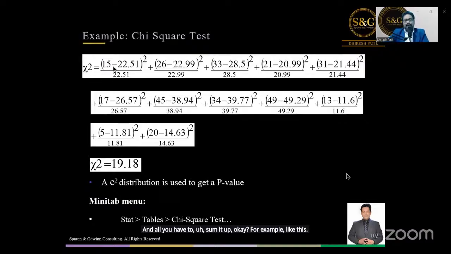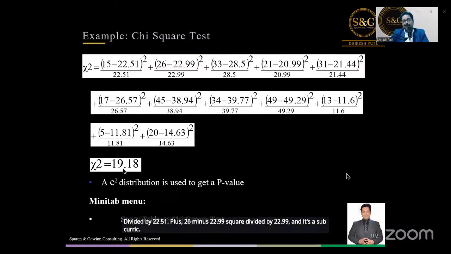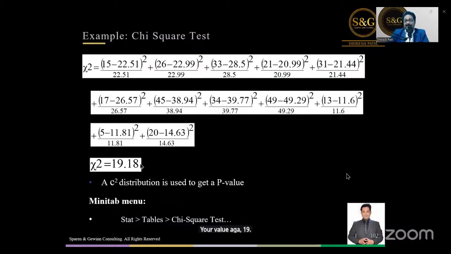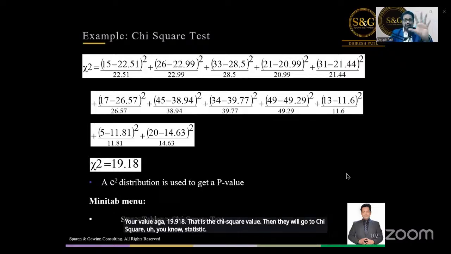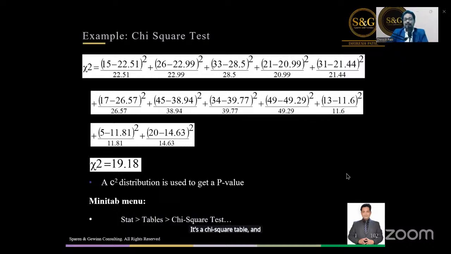For example, the first one will be chi-square equal to 15 minus 22.51 squared divided by 22.51, plus 26 minus 22.99 squared divided by 22.99, and after doing all this, the value that comes is 19.918. That is the chi-square value. Then they will go to the chi-square table, and they will calculate the p-value for it.